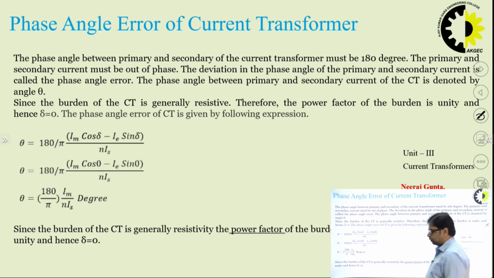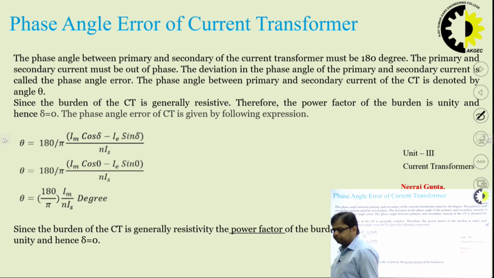Now, the phase angle of the current transformer is nothing but the difference, that is theta, the angular displacement between the primary current and the secondary current. As far as the expectation of the user is concerned, it should be minimum. The phase angle between primary and secondary current must be 180 degrees, that is, the primary and secondary currents must be out of phase. The deviation in the phase angle of the primary and secondary current is called the phase angle error. The phase angle between primary and secondary current of the CT is denoted by theta.